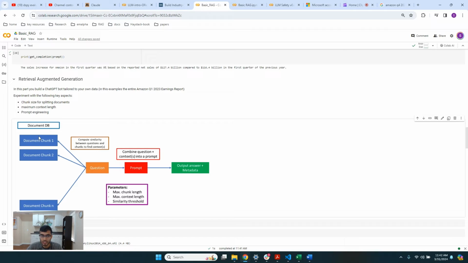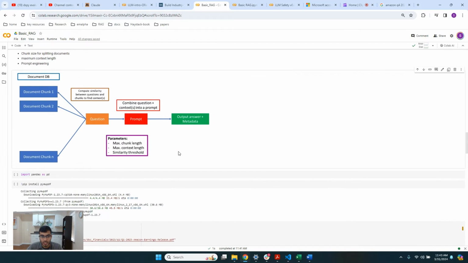Now, the basic idea is to first split documents into chunks that make sense. So this is, let's say, the entire Amazon document, and we split it into various chunks. And then what we do is we embed these chunks into vectors, and we get the embedding from the question, compute the similarity like we've done for the few contexts, but now between all of these. So we compute the similarity between the questions and the chunks to find the relevant context, combine these questions and contexts into a prompt, and then we can also explore the contribution of various parameters like maximum chunk length, different context length, similarity thresholds, fine-tuning how we retrieve documents, etc. Then we append this context to the prompt, and then the LLM reasons over the context to generate the final response. So let's see how that works in practice.